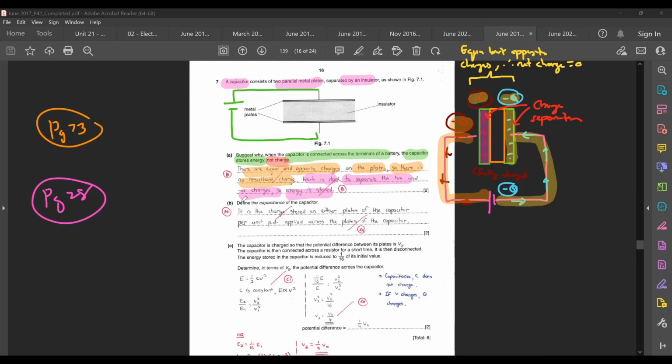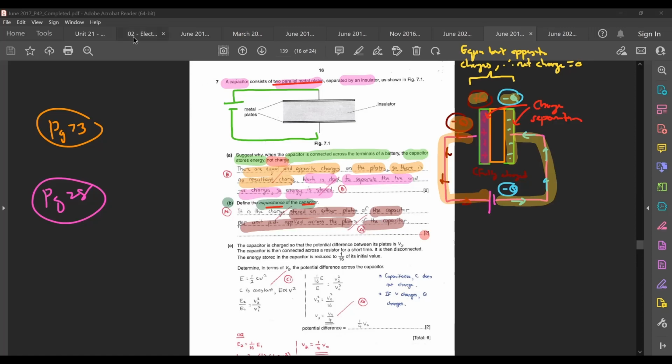Then you look at part B, define the capacitance of the capacitor. Okay, they're asking you to define the capacitance of the capacitor. Your capacitor here is your parallel plate capacitor. So the definition that you use needs to be a bit more specific. Okay, and that's the reason why it's also worth 2 marks here. So the capacitance of a parallel plate capacitor is actually just the charge stored on either plate of your capacitor per unit PD applied across the plates of your capacitor.